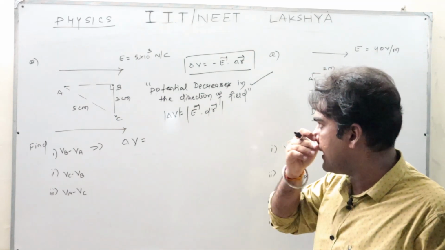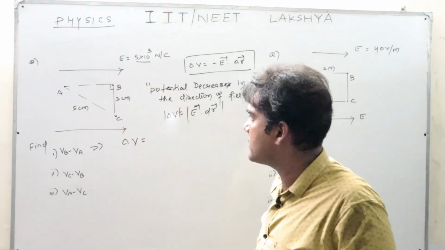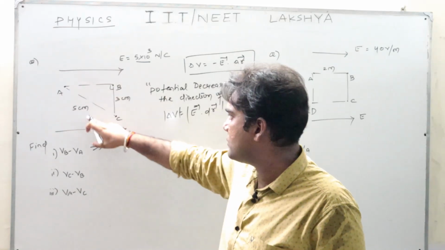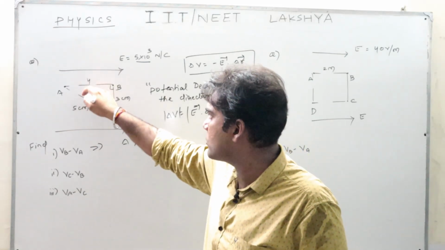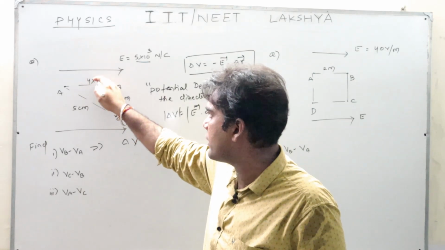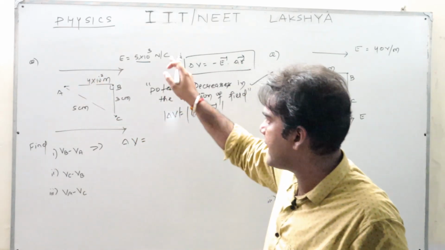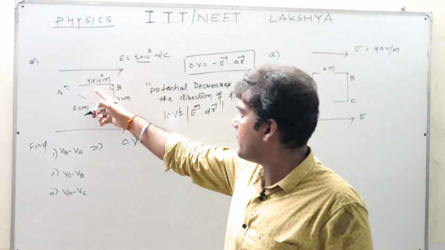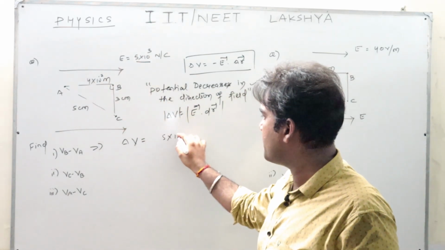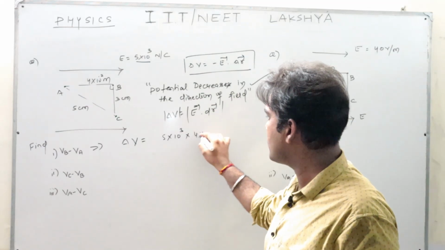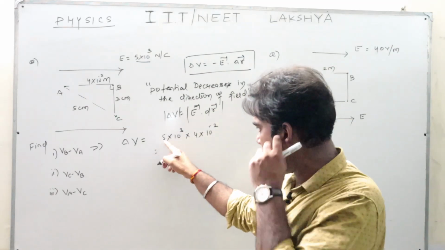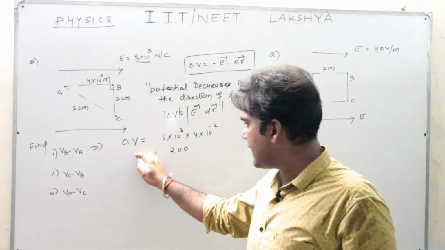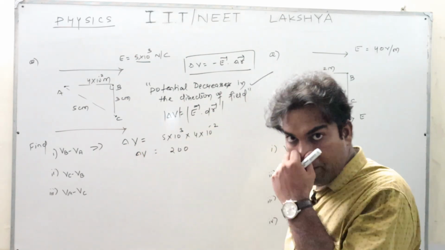So E dot dr. So what is E? 5 into 10 power 3. And what is dr? Between A and B, what is the difference? If this is 5, this is 3, so this will be 4 centimeters. So can I write 4 into 10 to the power minus 2 meters, so that I can take everything in SI units. So E dot dr, simply multiply them. 5 into 10 power 3 into 4 into 10 power minus 2. So 5 4s are 20 and one more 0, 200. So your delta V is 200. This is the magnitude.